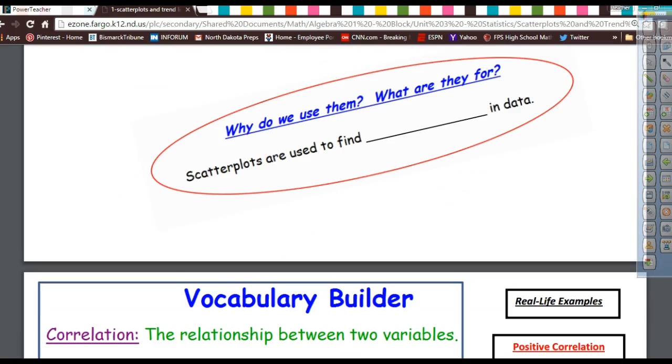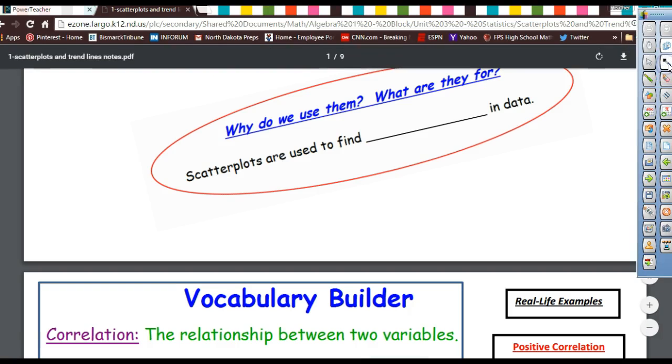All right, scatter plots are used to find correlations. Oh, spell it. It's right here. See, right on the next page. C-O-R-R-E-L-A-T-I-O-N. Okay, a correlation is the relationship between two variables.